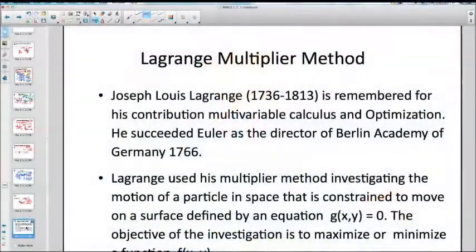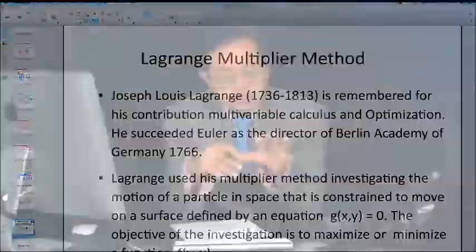Well, now we start to introduce the Lagrange multiplier method. We know we've pretty much completed all the single variable calculus. Here we call it Calculus 1 and Calculus 2, single variable differentiation and integration.